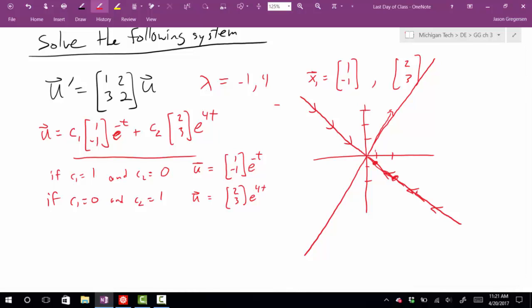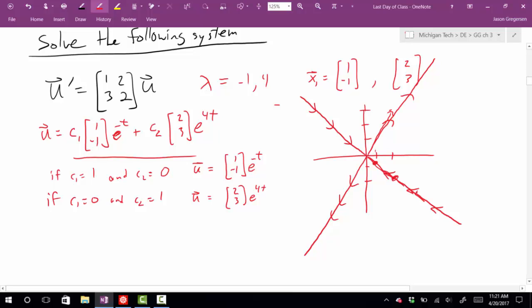And then the next question would be, which way am I traveling along this curve? Towards or away from the origin? Away. What's the value that tells you that? The 4t, right? Because that eigenvalue is positive, I'm going to be traveling away from the origin here. Okay?